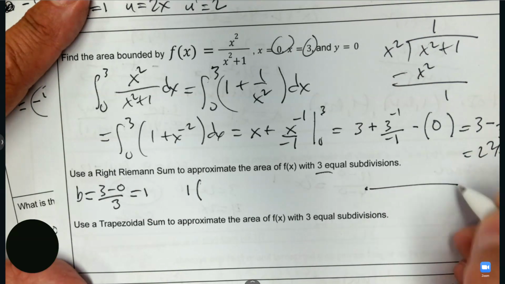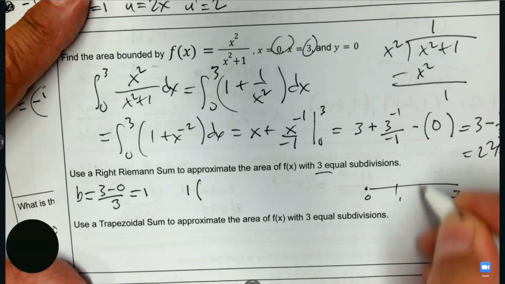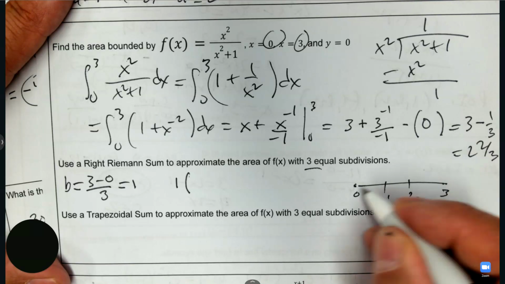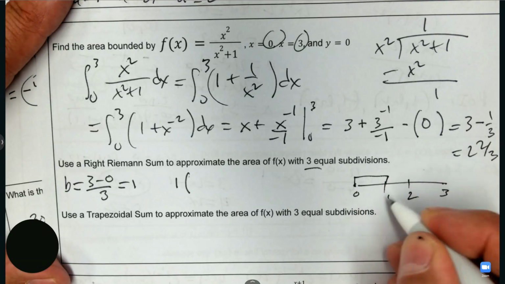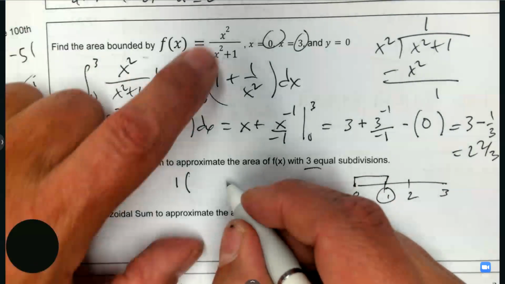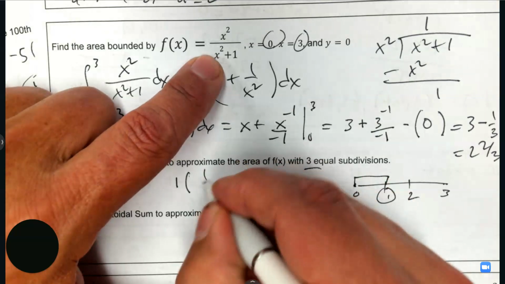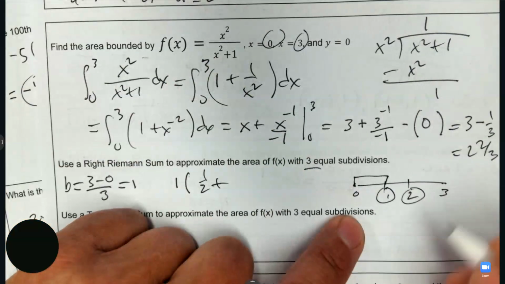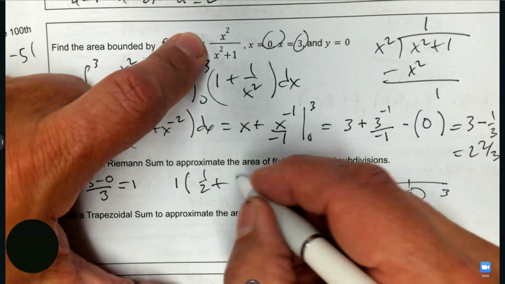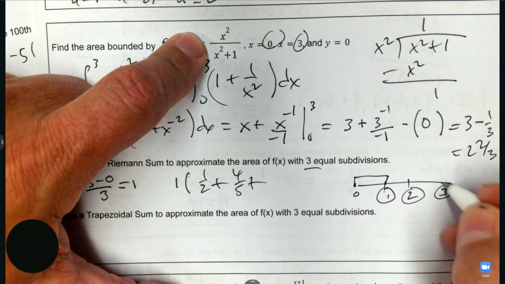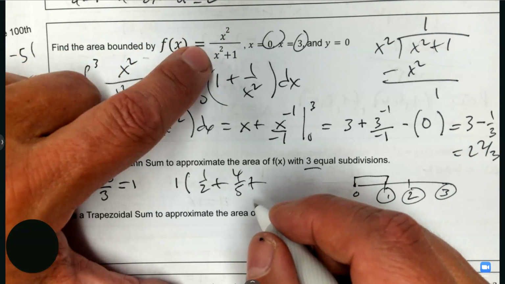So if you went from 0 to 3, the first rectangle is 0 to 1, so you'd plug in 1 for the height. If I plug in 1, I get 1/2. The next thing you'd plug in 2, that's 4 over 5. Then plug in 3, that's 9 over 10.